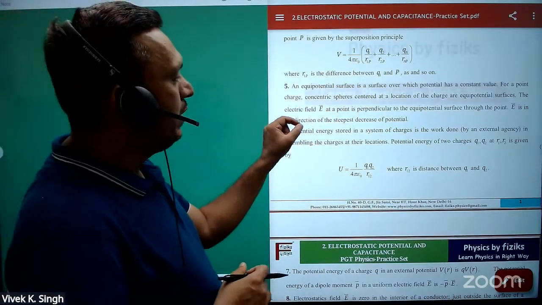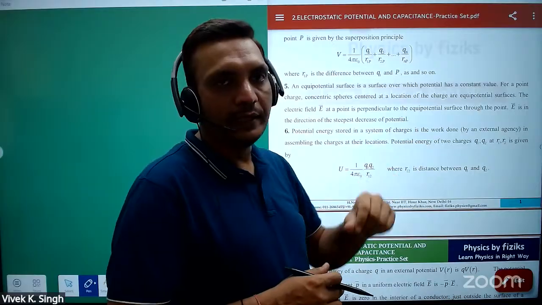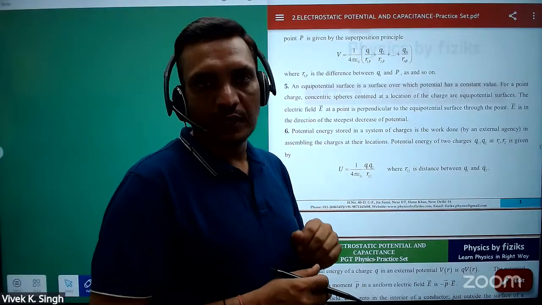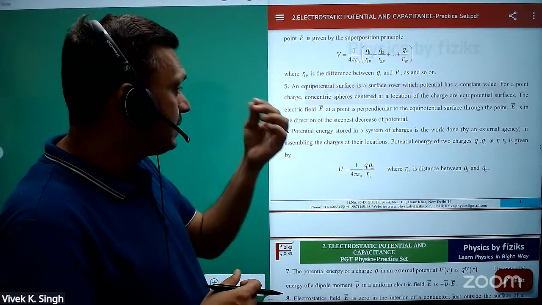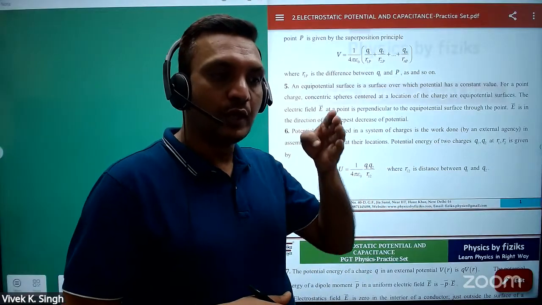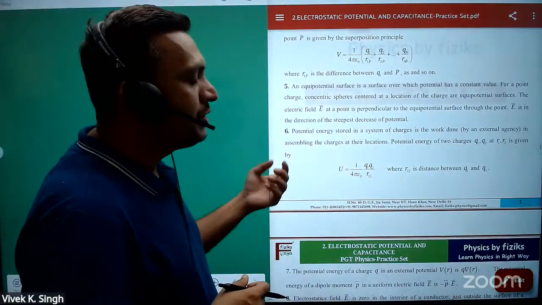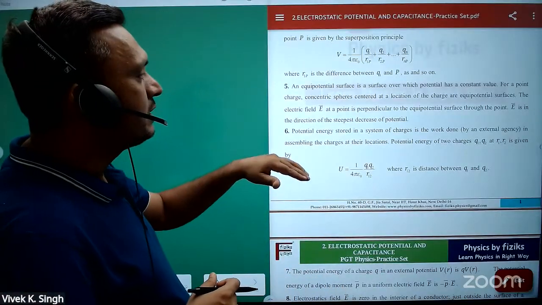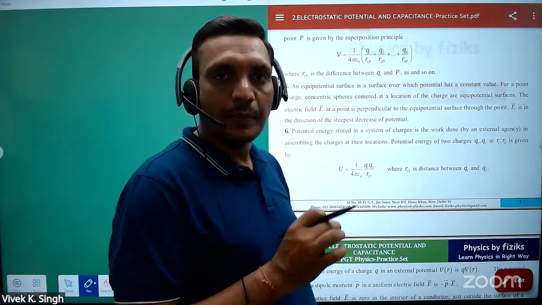The electric field at a point is perpendicular to the equipotential surface through the point, and E is in the direction of the steepest decrease of potential. If you know the equipotential, then E is in the direction of steepest decrease of the potential. If you can identify in which direction there is the steepest decrease in the potential, that will be the direction of the electric field. On the equipotential surface, the direction of the electric field is perpendicular to the surface through a particular point.